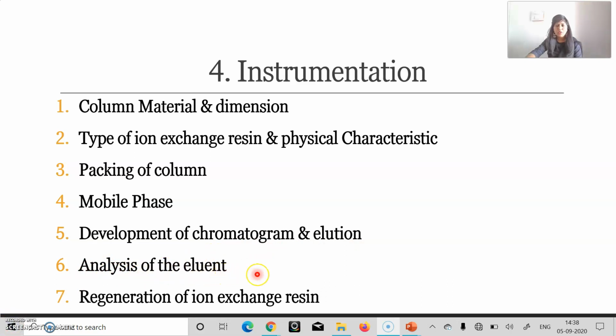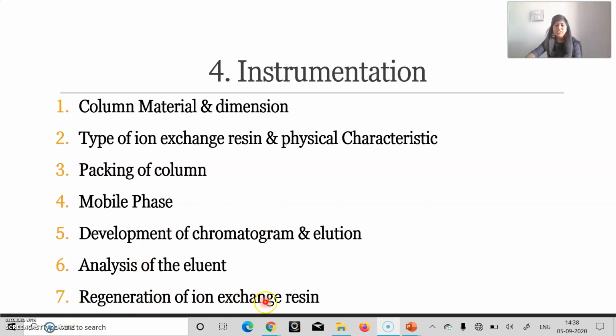In analysis of elution, different fractions with respect to time and volume have to be collected, and depending upon the utility of that analysis, the sample has to undergo different advanced methods, like you can go for the spectrophotometric method, colorimetric method, or conductometric method for the analysis.